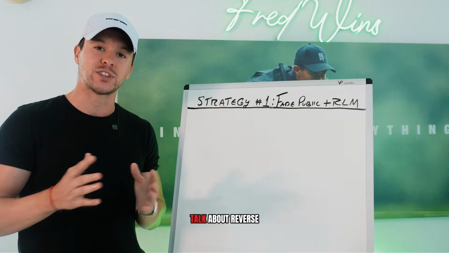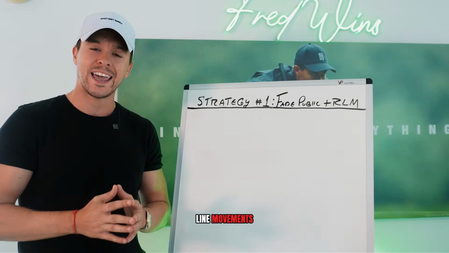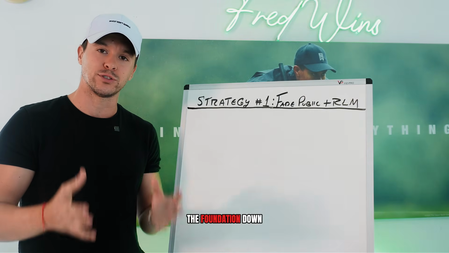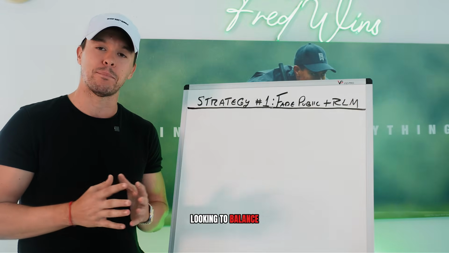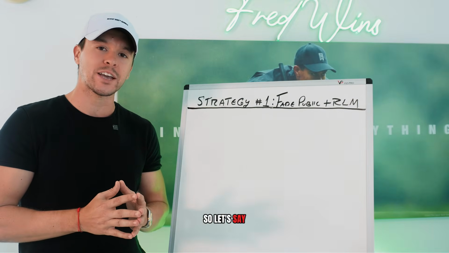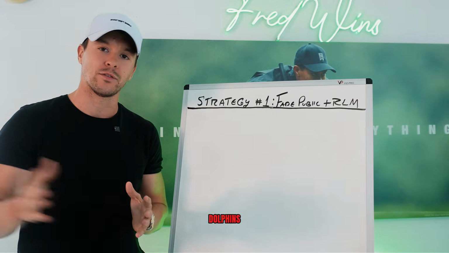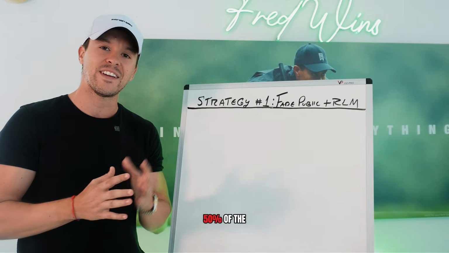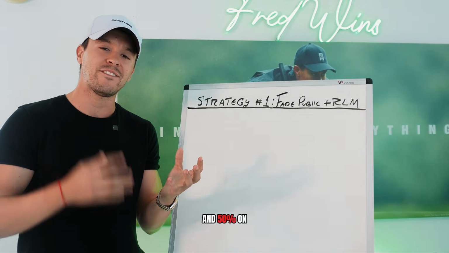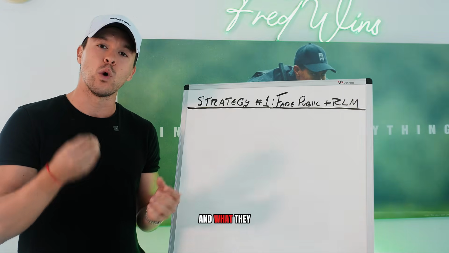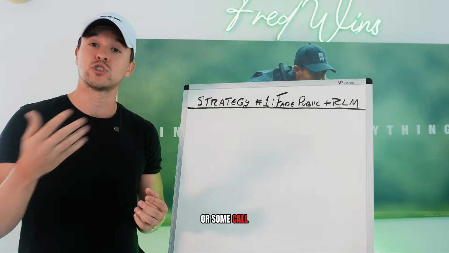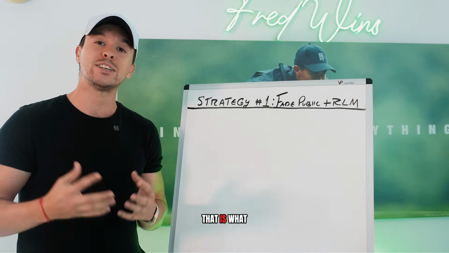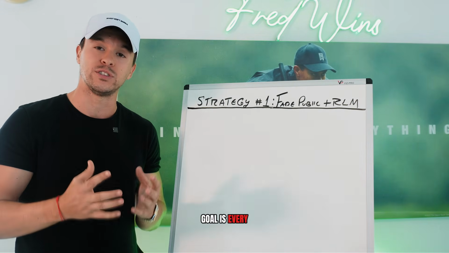Now before we talk about reverse line movements, it is very important to have the foundation down of how Vegas works and how they're looking to balance the books. So let's say for example the Lions played the Dolphins. The book's goal is to have 50% of the money on the Dolphins and 50% on the Lions. And what they really make their money on is the vig, that minus 110, or some call it the juice. That is their purpose and goal every single matchup.